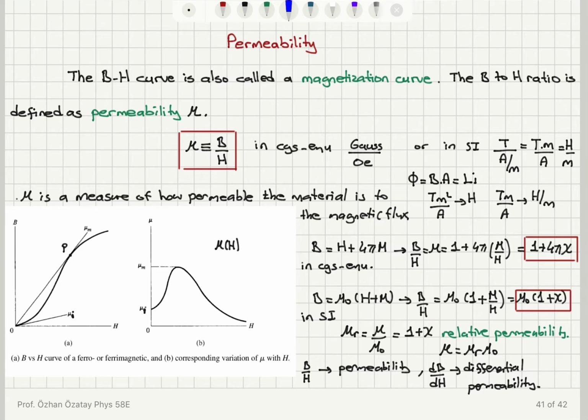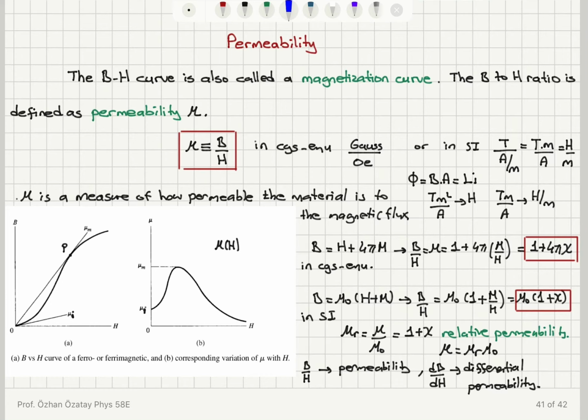Using our linear materials, linear relationship, B is equal to H plus 4 pi M, we see that magnetic permeability is 1 plus 4 pi susceptibility in CGS EMU, mu 0 times 1 plus chi in SI. And the ratio to mu 0, mu r, is equal to 1 plus chi in SI. So mu 0 is 1 in CGS, so that doesn't give us a different value.